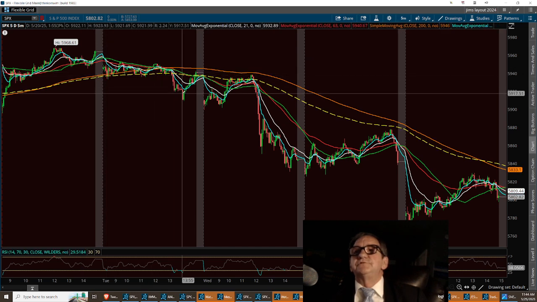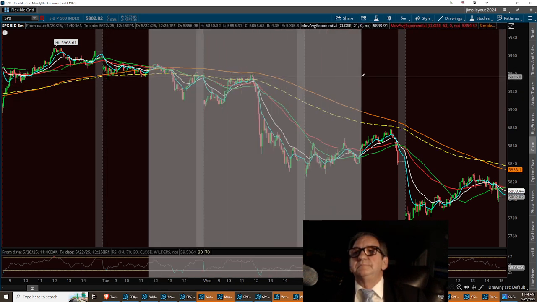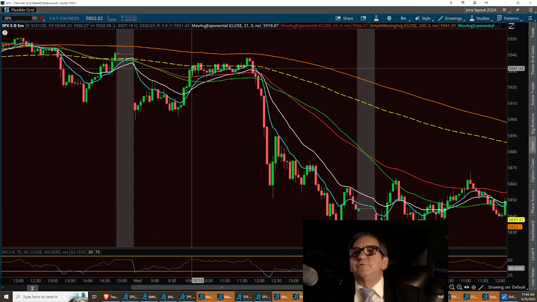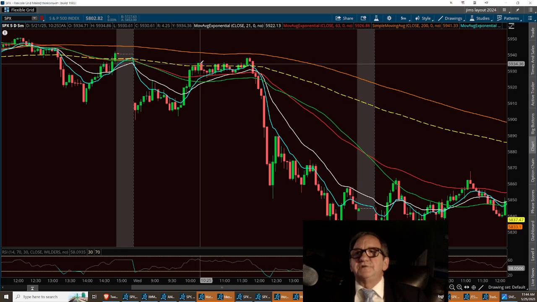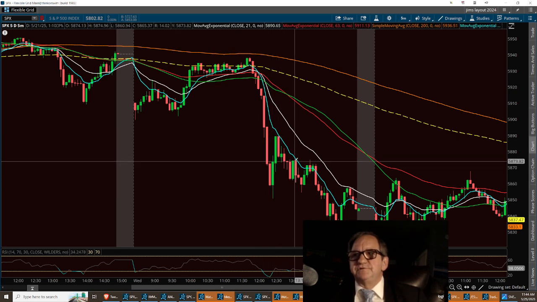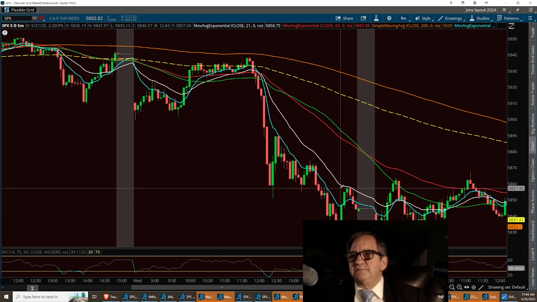Tweezer bottom. We got a tweezer bottom, 3 white soldiers up to the 200, get out of the trade. You got a tweezer top, tweezer top. Tweezer bottom, tweezer top, tweezer top, tweezer bottom, tweezer top.